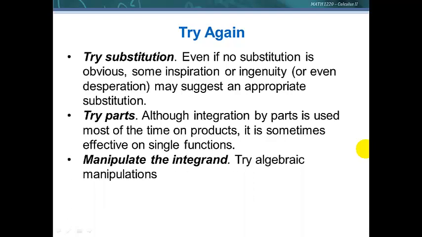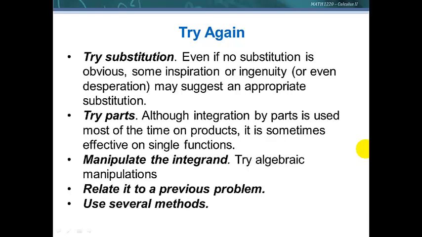Sometimes we'll want to manipulate the integrand by doing various algebraic things to it. We may want to complete the square. We may want to write it in some different form so that we could get it into something recognizable to integrate. And often relate it back to something that you have seen or worked previously. And sometimes we have to do more than one thing in the same problem. Maybe we do a partial fraction, and then after we get that done, we see we need to use a trig substitution. Then we need just a regular substitution. It could be more than one method involved in the same problem.